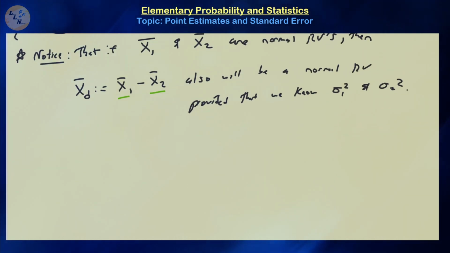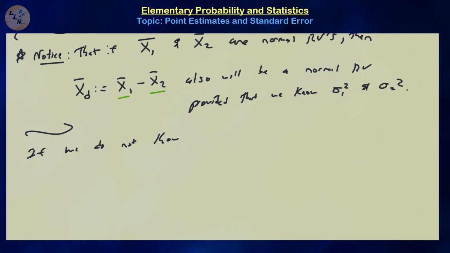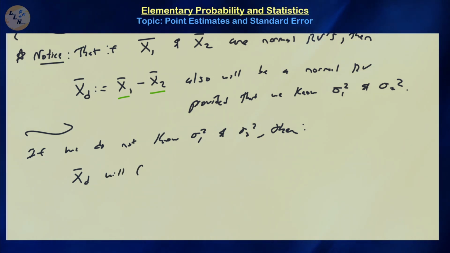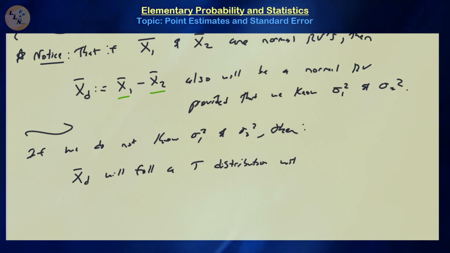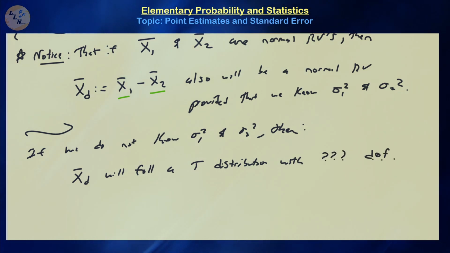But what if we don't know sigma 1 squared and sigma 2 squared? So if we do not know sigma 1 squared and sigma 2 squared, then what else can we say? Well, x bar d, again defined to be x1 bar minus x2 bar, will follow, take a guess, a t distribution with question mark degrees of freedom.